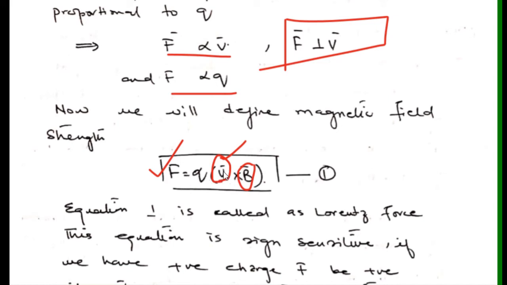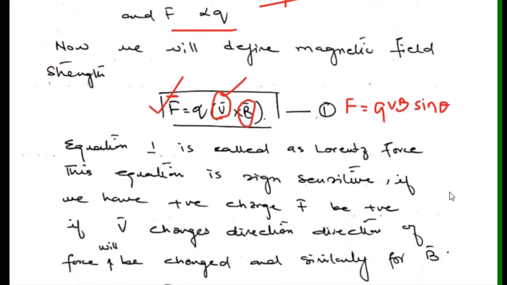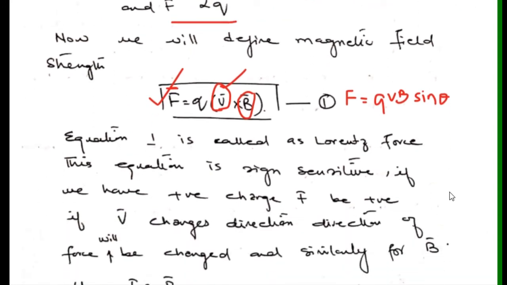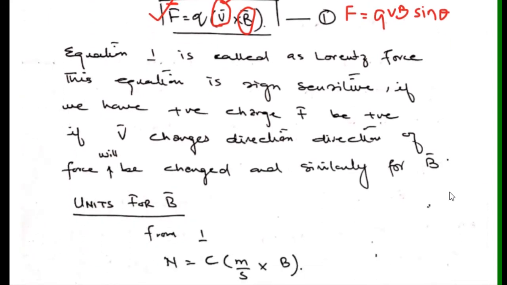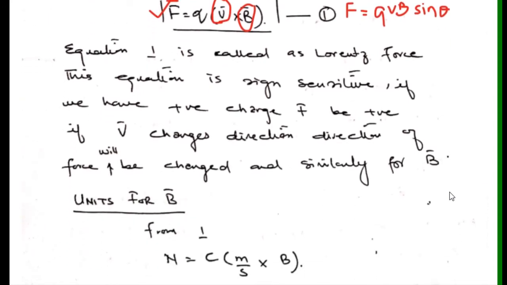As I have written, F is Q into V cross B, and this F must have a vector sign over it. If I want to find the magnitude, then I may write F is equal to Q V B sine of theta. So this is how we can find the magnetic force, and this is also known as the Lorentz force. So this is a sign sensitive equation.